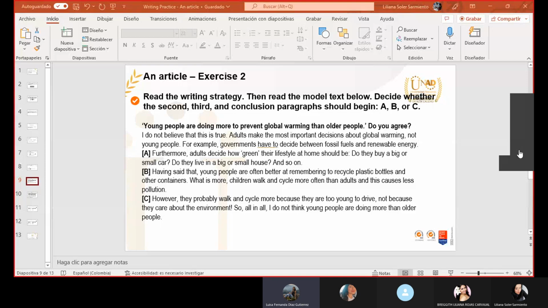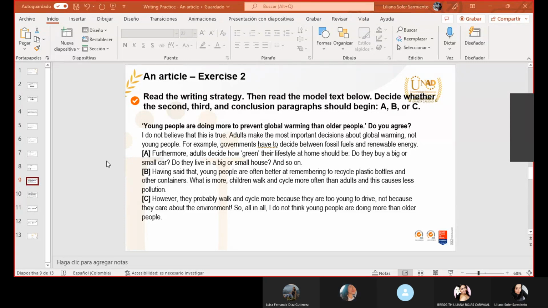Adults make the most important decisions about global warming, not young people. For example, governments have to decide between fossil fuel and renewable energy. Renewable energy. Yes, thank you.